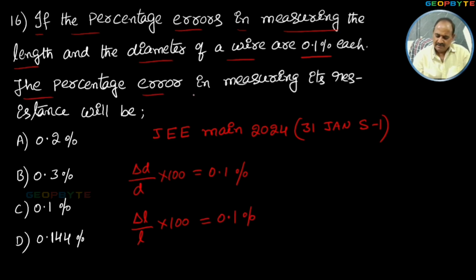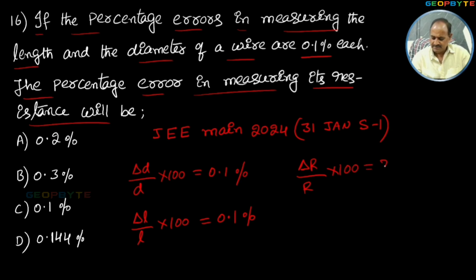The percentage error in measuring its resistance will be, what is the percentage of the error in the resistance? That's what he is asking. For that, let us take the relation between the resistance, length of the wire and area of the wire. Resistance R equals rho L by A, where rho is the resistivity. Here, nothing is spoken regarding the resistivity. Therefore, we need not consider the percentage of the error in the resistivity. So, it can also be written as R equal to rho L by A.